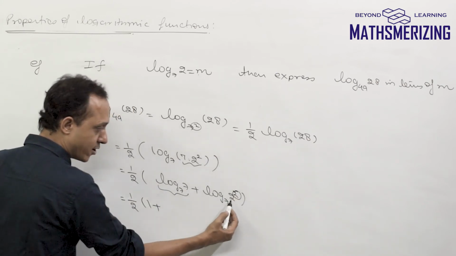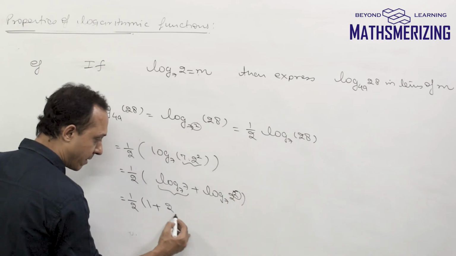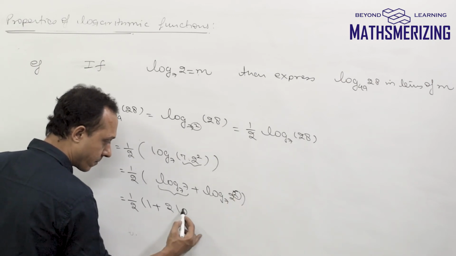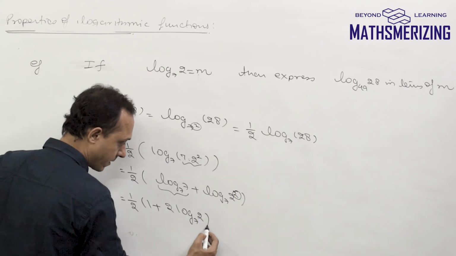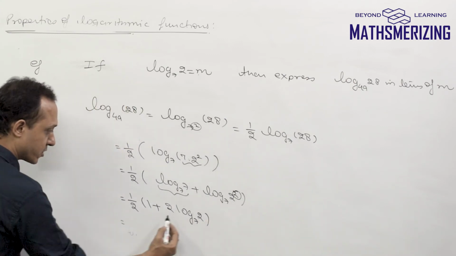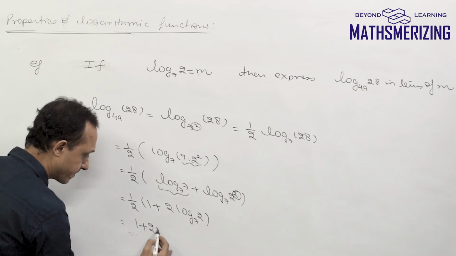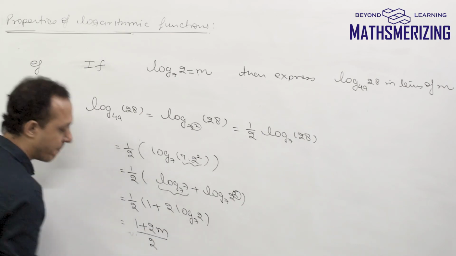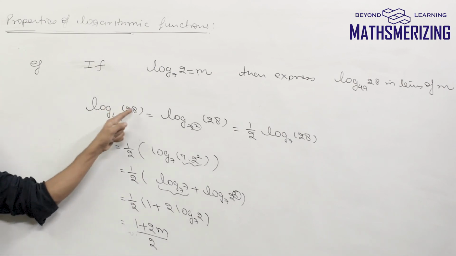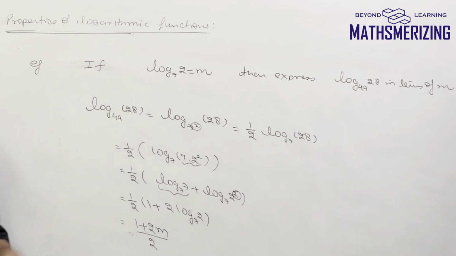Now here it is log n to the power n, so this n will come out. So I'll write 2, and then log 2 base 7. So now log 2 base 7 is m. So I can express it as 1 plus 2m by 2. So log 28 to the base 49 is 1 plus 2m by 2.